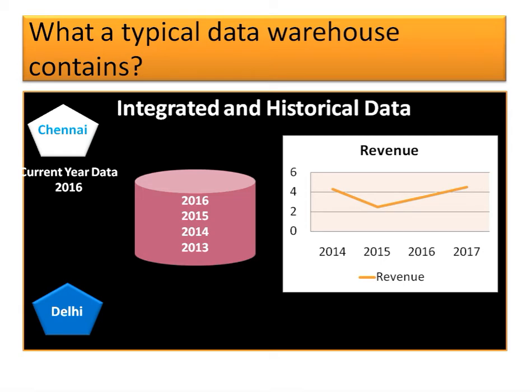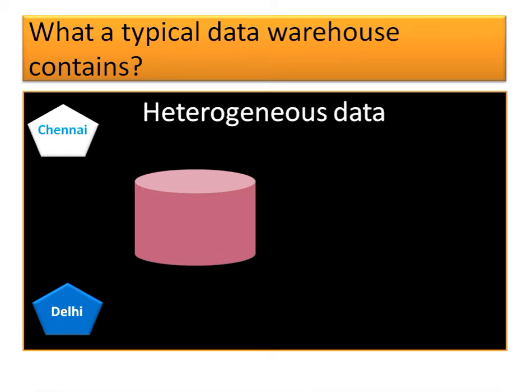And what is meant by integrated? Integrated means we are integrating from different sources. So Chennai has a separate database, Delhi has a separate database. When we get the data from both Chennai and Delhi into a single place, that is integration.